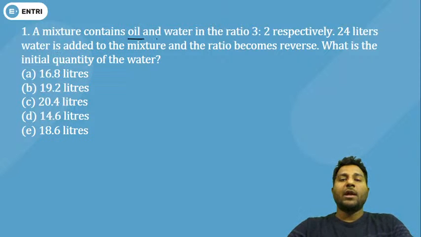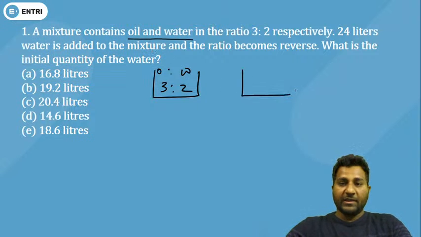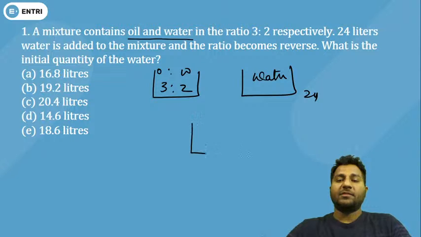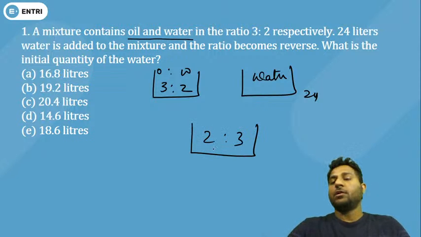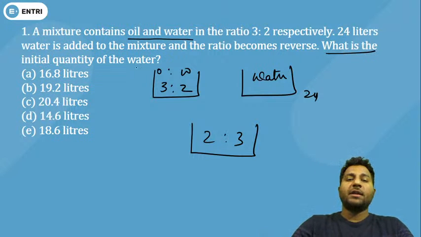Look, a mixture contains oil and water in the ratio 3:2. 24 liters of water is added to the mixture. So basically we are adding 24 liters of pure water, and the ratio reverses, which means the ratio will become 2:3. I can give the direct answer of this question, but I need to solve it with the alligation method. What is the initial quantity of water? How are you going to solve that?